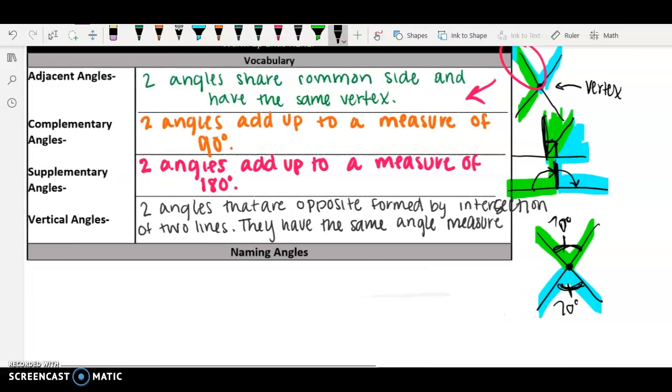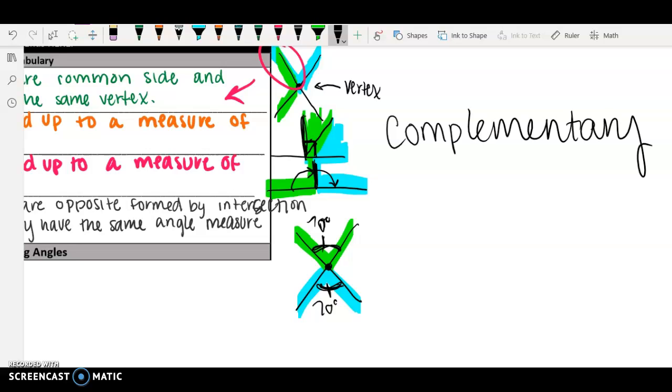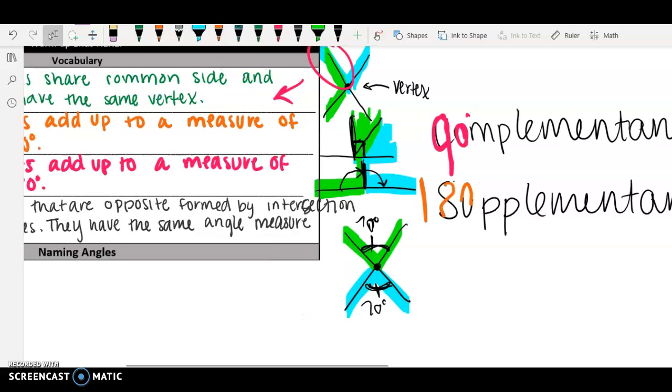The way that I remember it, complementary, if I turn this C into a 9 and a 0, it gives me 90 for complementary. And then supplementary adds up to 180. And so if I turn this S into an 8 and a 0, so that's kind of how I remember the angles. Vertical angles, vertical means that they're going to be equal to each other.